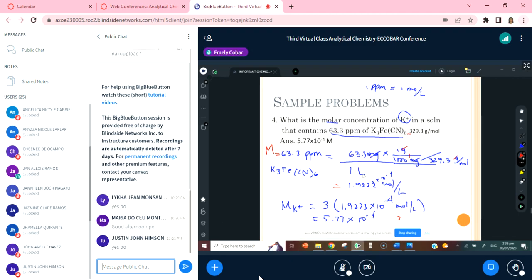Gaano kadami yung potassium ferrocyanide? 63.3 milligram. Now, if I convert this milligram to grams and then divide it by the molar mass of K3FeCN6, anong makukuha ko? I'll be able to get number of moles. Number of moles divided by volume of solution in liter, I will get molarity. Nakukuha niyo ba yun, class? Naintindihan niyo ba yun?